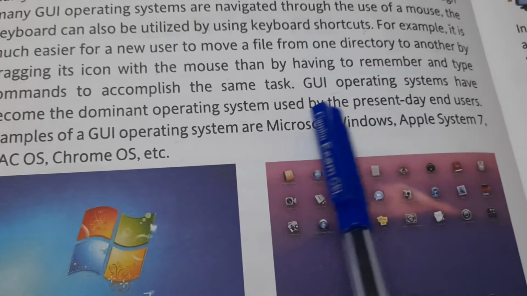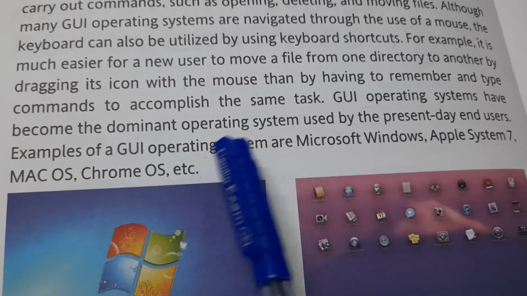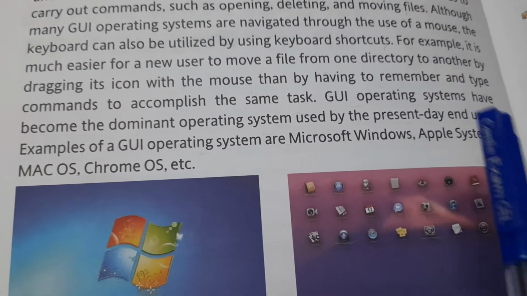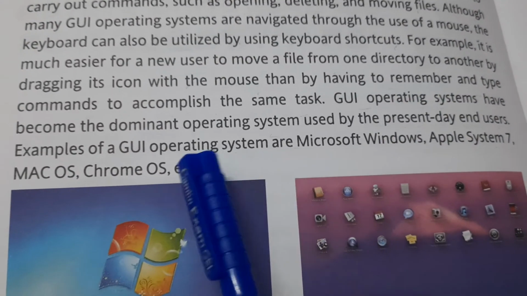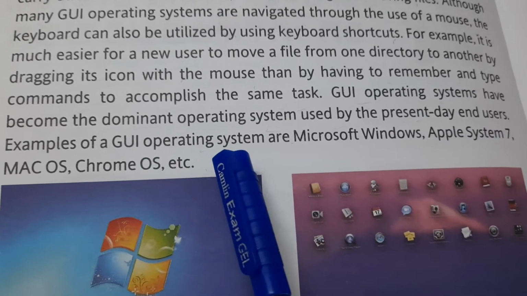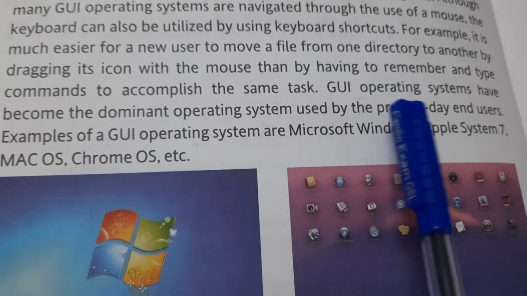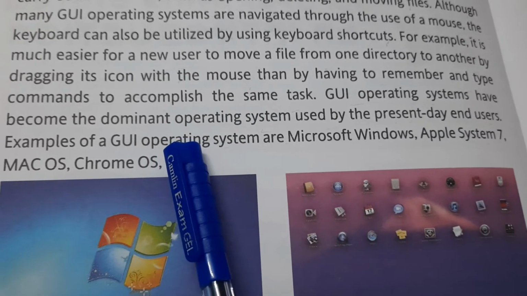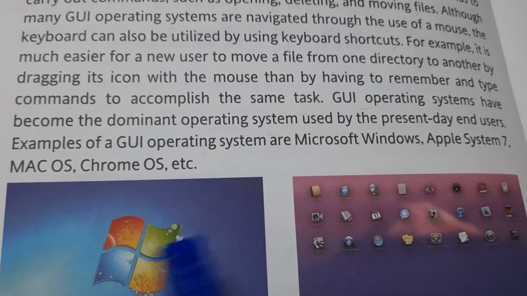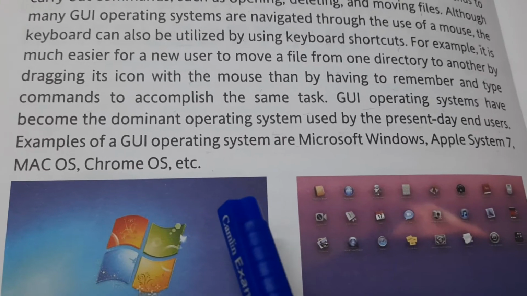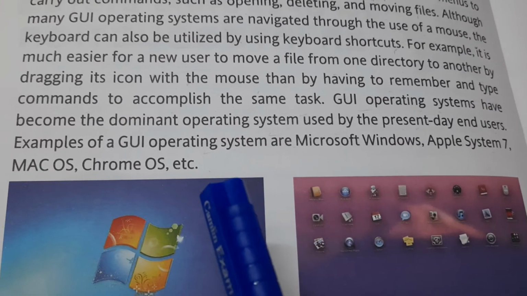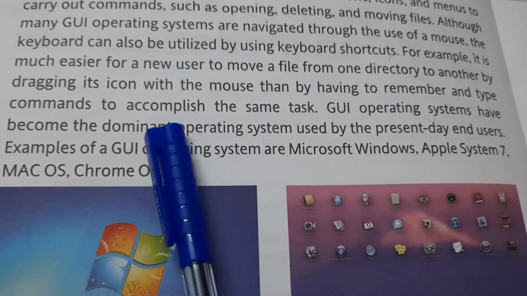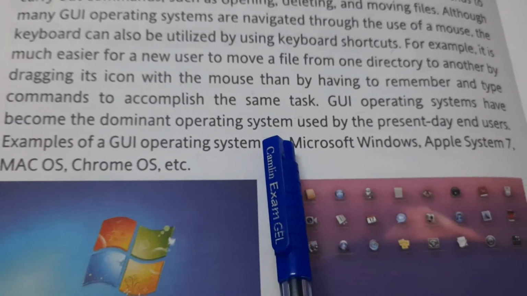GUI operating systems have become the dominant operating system used by the present day end users. Means almost everywhere and in a big way we all are using GUI operating systems, and it has become dominant. Means in some way or the other, all of us are interacting with the operating system using pictures, using the mouse. Okay, so that is why it is said that it has become the dominant operating system.